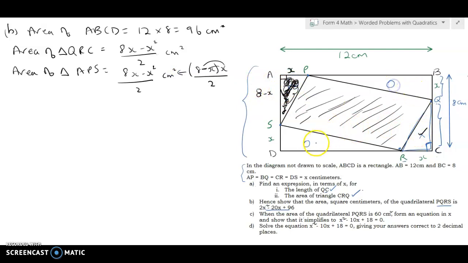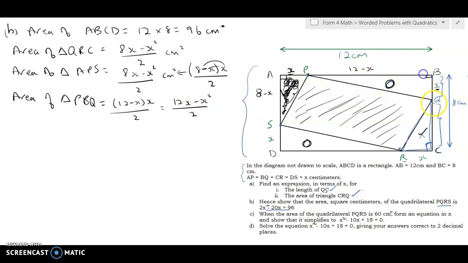Now I need to find out the areas of these other triangles here, the ones with the circles in them, right? So let's go working that out. Let me find the area of 1. Let's look at the area of the triangle PBQ. So that's this here. I need to find this side here, PB, and I need to find BQ. Now I know BQ is already X, but PB, this whole long side here is 12, and this piece here is X. So this will definitely be 12 minus X. So then the area of this will be 12 minus X by X all on 2, which is 12X minus X squared all on 2. That will be the area of this triangle, PBQ.